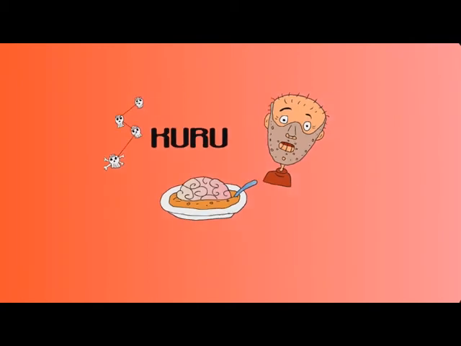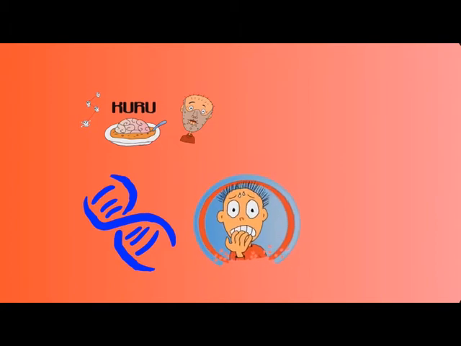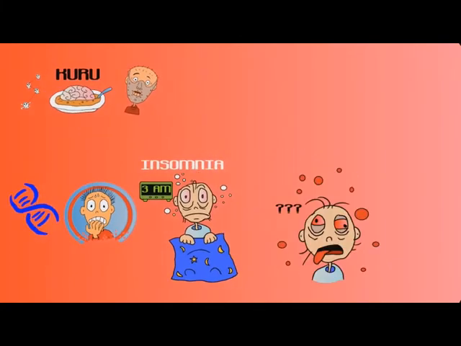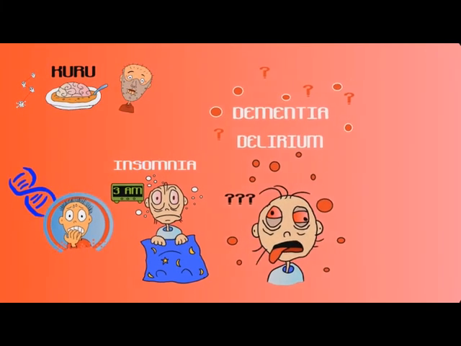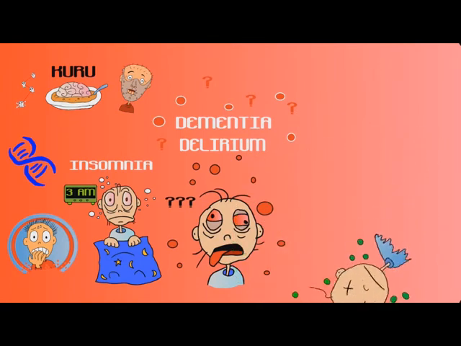There's also an even rarer genetic version. Personally, I think the genetic version is by far the scariest. It causes progressively worsening insomnia, which leads to delirium and a confused state of dementia. You get so sleepy that you go crazy and eventually die.